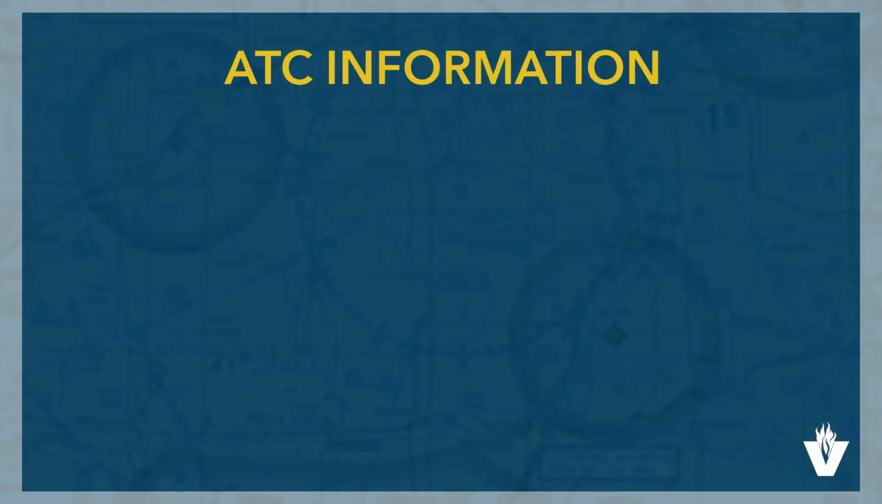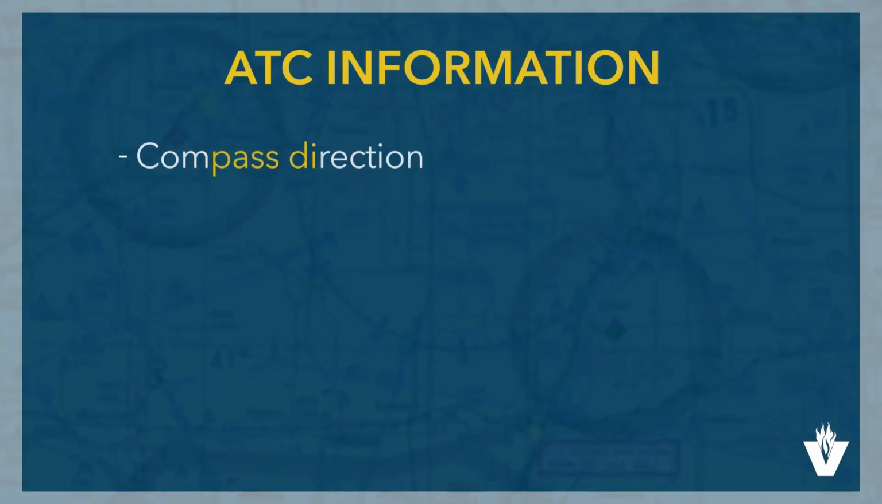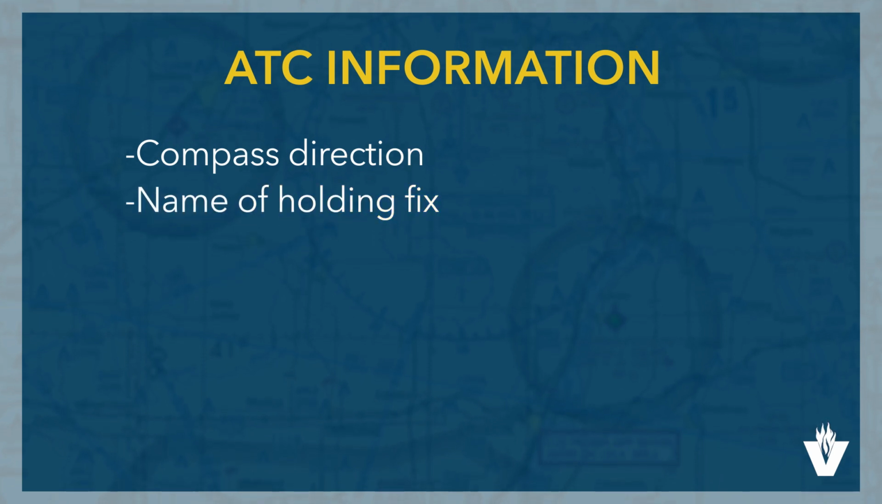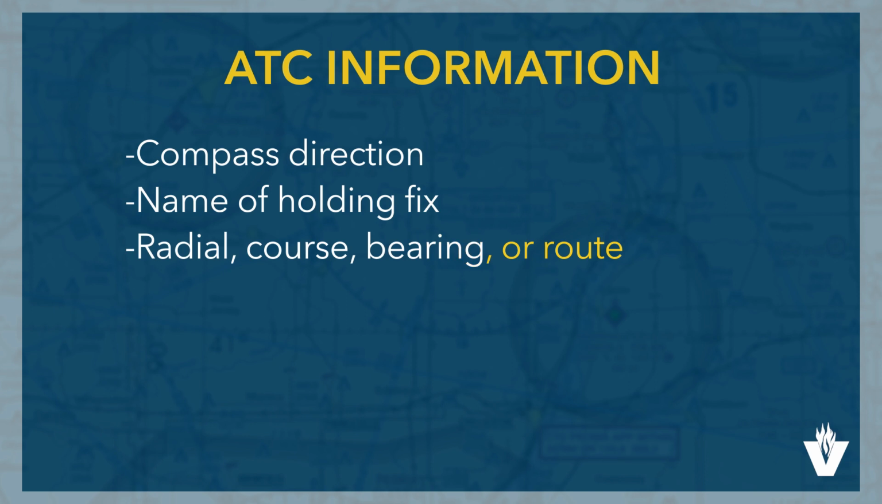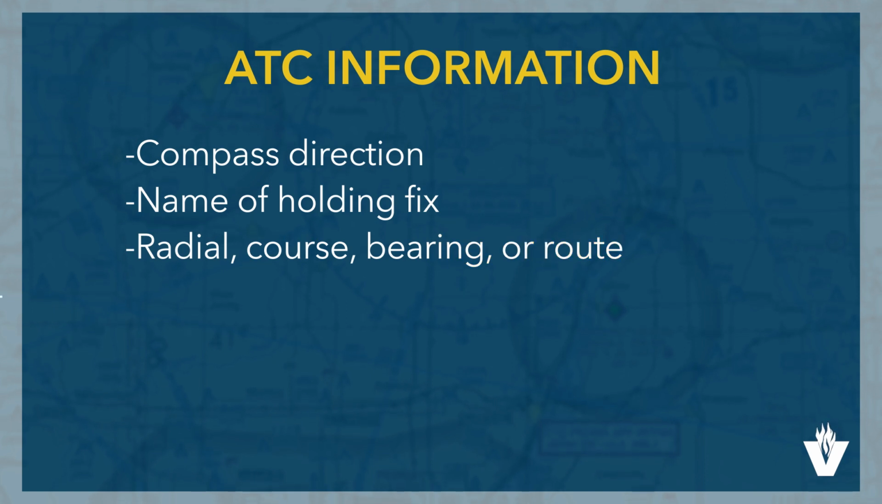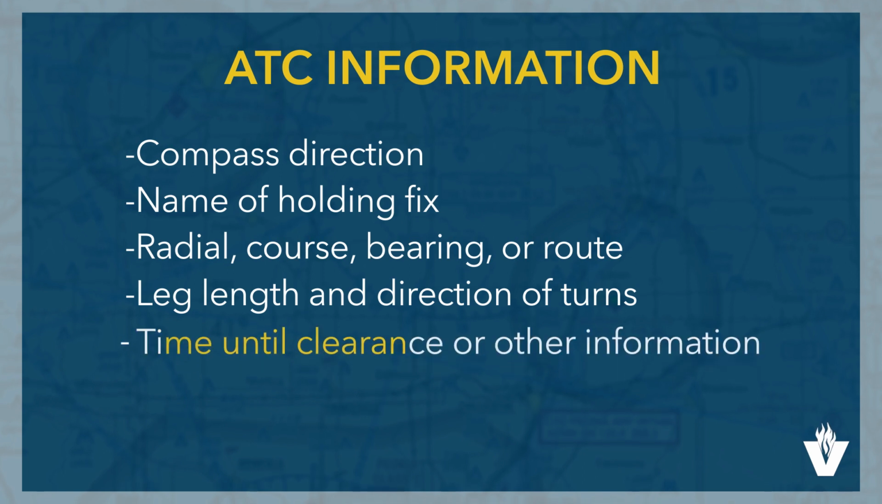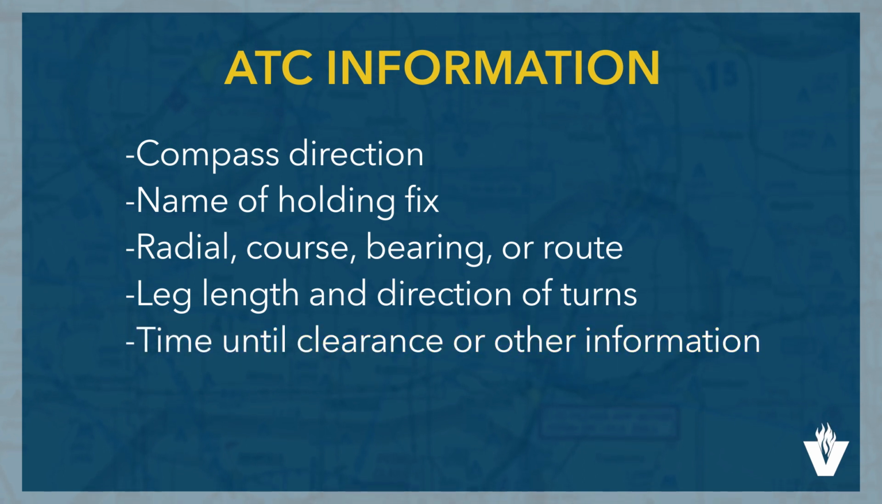The first step to properly flying a holding pattern is interpreting your ATC clearance. If the assigned holding pattern is published on a chart or procedure, ATC may simply state, turn left direct VACSAG and hold as published. If the assigned holding pattern is not published, ATC will include the general compass direction from the fix the aircraft should maintain, the name of the holding fix, the radial, course, bearing, airway, or route on which the aircraft should hold, the leg length and direction of turns, if necessary, and the time to expect further clearance and any additional pertinent information.